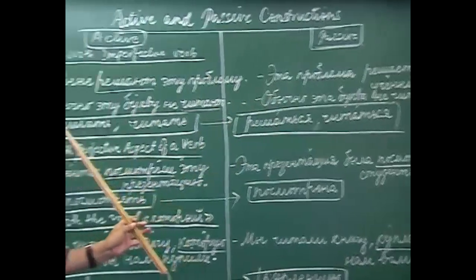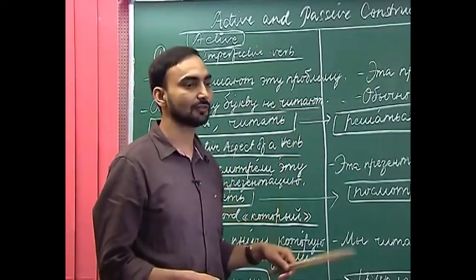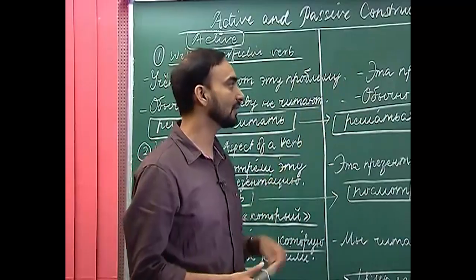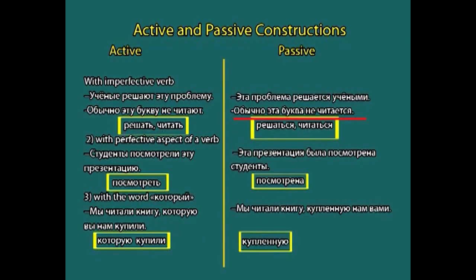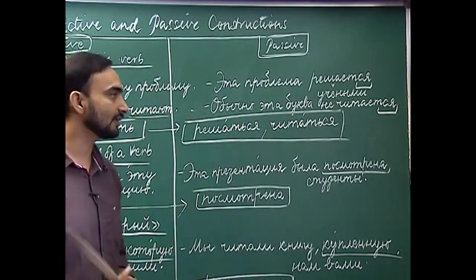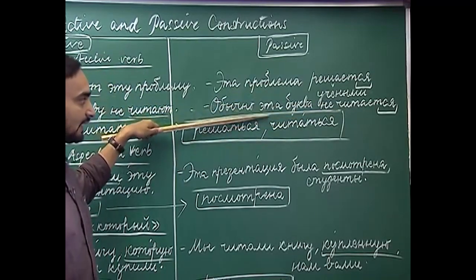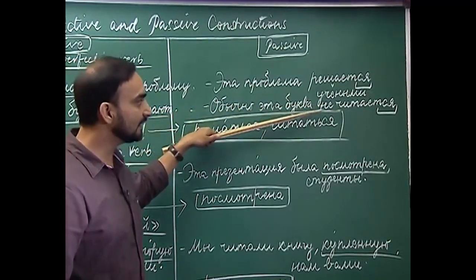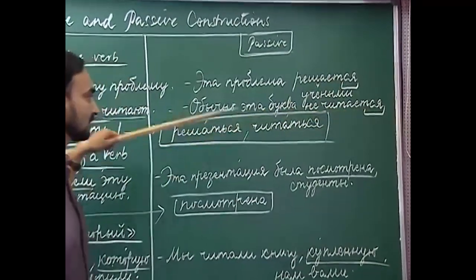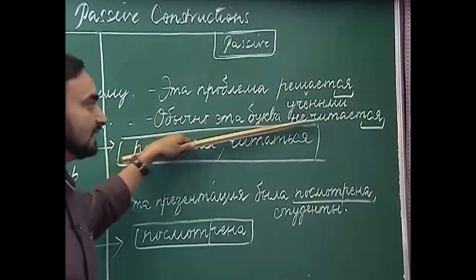The next example was Abhichna etu bukvu ni chetayut. Usually this letter is not pronounced. So, how do we change this sentence into passive construction? Abhichna eta bukva, the same way as we have done in the first sentence, we will bring the object in the beginning. So, eta bukva ni chitayatsa. Abhichna eta bukva ni chitayatsa.